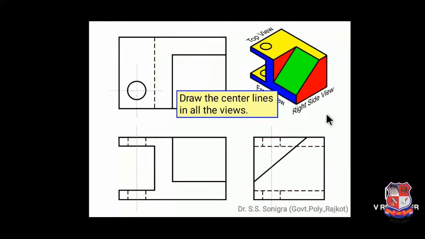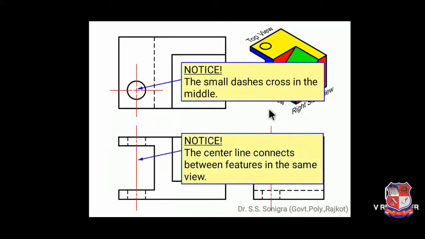Draw the center lines as shown in all the views. Whenever you draw any circle or any hole, the center line should be drawn appropriately. Here notice that the small dash crosses the middle. You should draw this center line in such a way that the plus should be at the center at this point, and there should be a small plus.